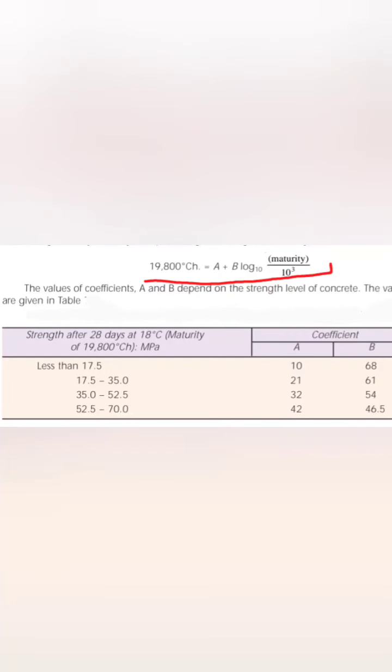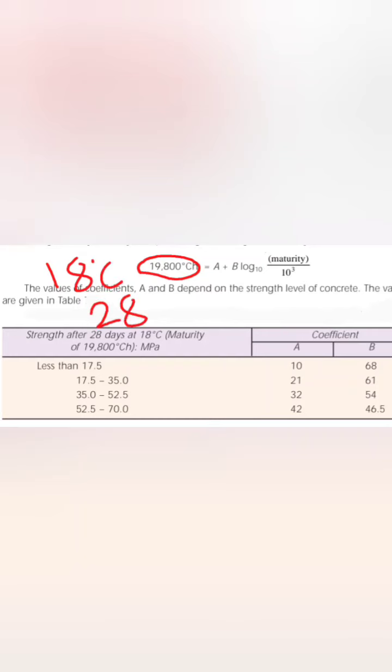This Plowman's equation is used to calculate the percentage of strength achievement at particular days of the concrete. Say I want to know the achievement of strength at 7 days of the concreting. Then we use this equation, where 19,800 degrees Celsius hours represents our approximate value of the maturity at 18 degrees Celsius curing for the 28 days of time.